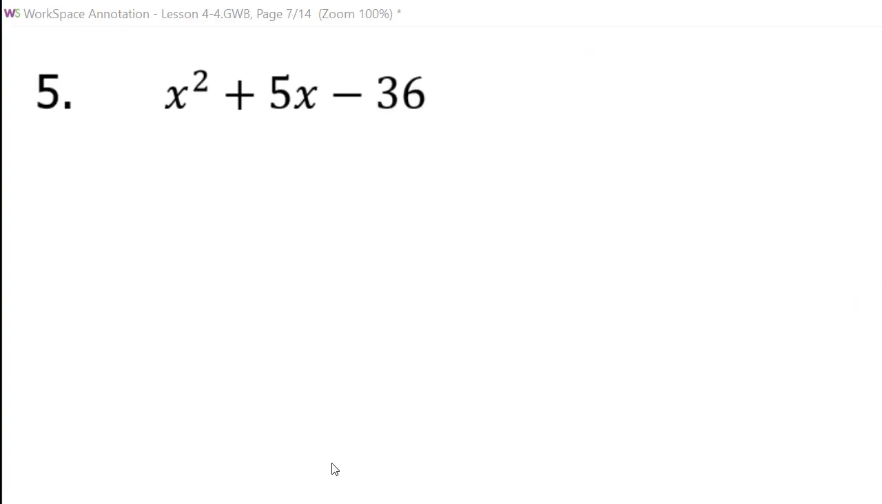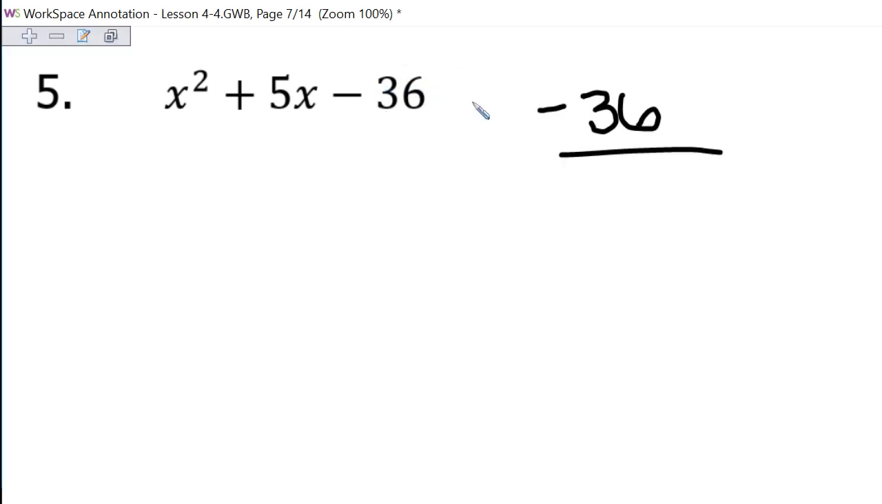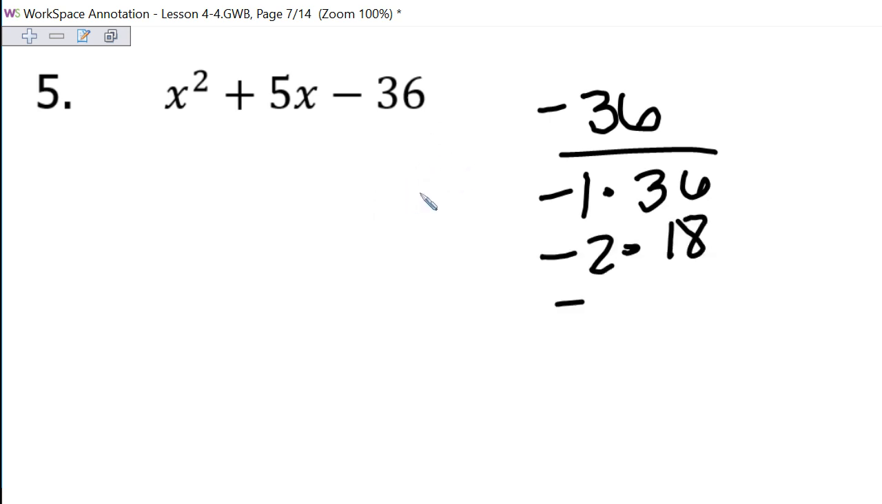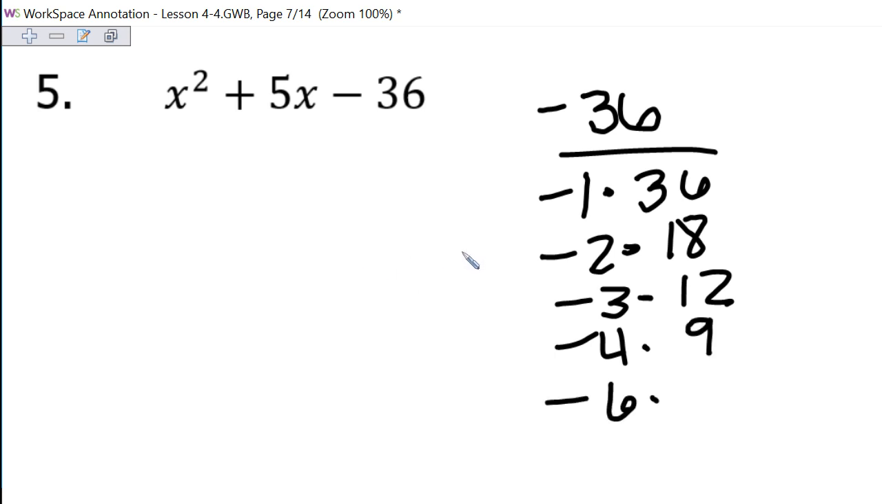Next one, number 5. What do we need to multiply to? Negative 36. If I need to multiply and get a negative, that tells me one of the factors has to be what? One of them has to be a negative, so start with negative 1. Negative 1 times what? 36. Negative 2 times what? 18. Negative 3 times what? Negative 4 times what? 9. Negative 5 won't work. Negative 6 times 6.